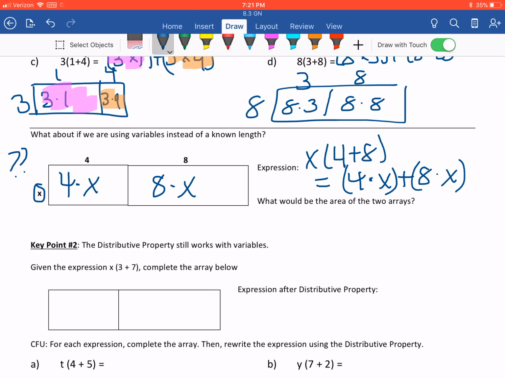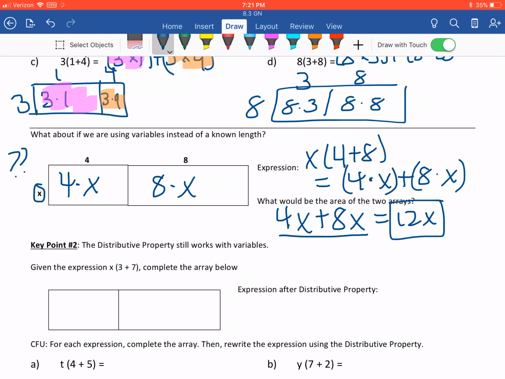So now it's saying, what would be the area of the two arrays? Well, we already learned from before. If this is 4x plus 8x, those are what we call like terms. So what can I do with these two? I can put them together. 4x plus 8x makes 12x because they're the same variable.